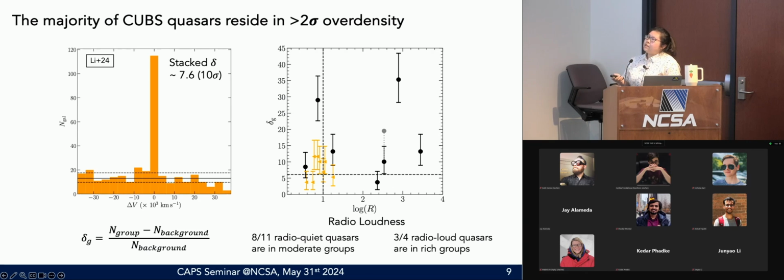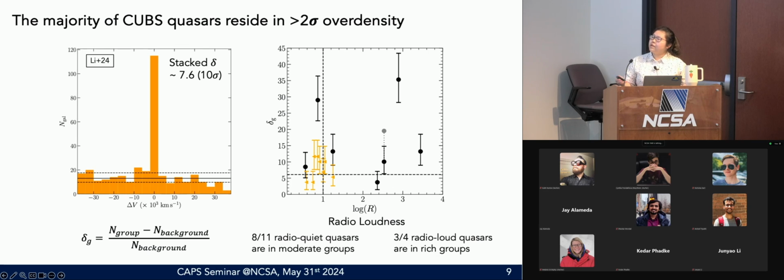We did this in redshift space. The center bin here is all of the galaxies within the small redshift slice around the quasar. Compared to the background here, the stacked overdensity of our 15 quasars from CUBS is actually 10 sigma. So quasars do, in fact, live in overdense regions, but just not all of them do.